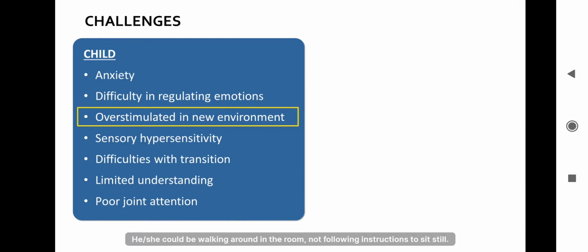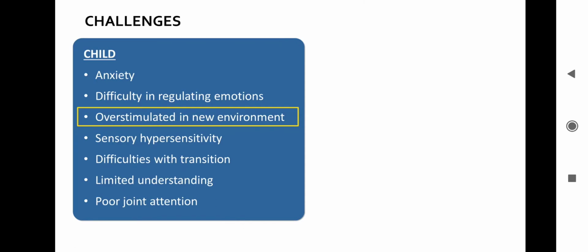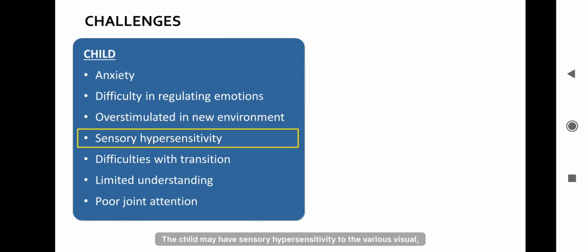The child may be overstimulated in the new environment. He or she could be walking around in the room, not following instructions to sit still. He or she may be touching dangerous objects in the room. The child may have sensory hypersensitivity to the various visual, auditory, tactile, and olfactory stimuli and hence find the setting very aversive.